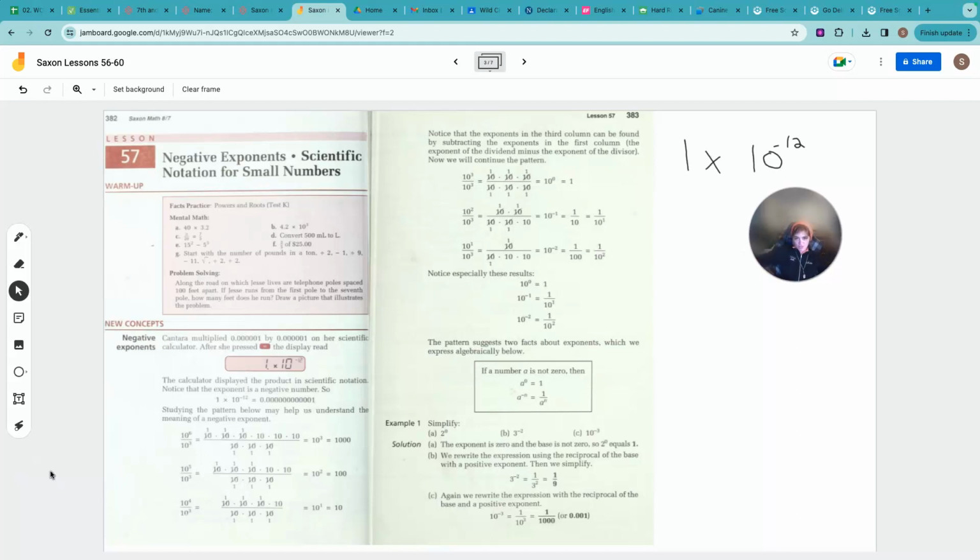This is lesson 57 on Saxon L57. We're gonna get into it. Negative exponents, scientific notation for small numbers. All of it. Let's go.